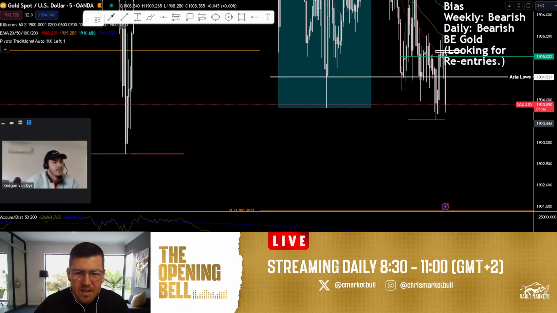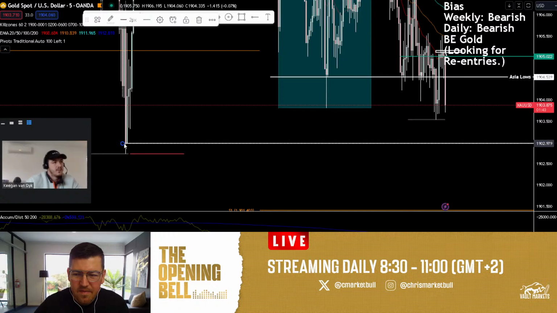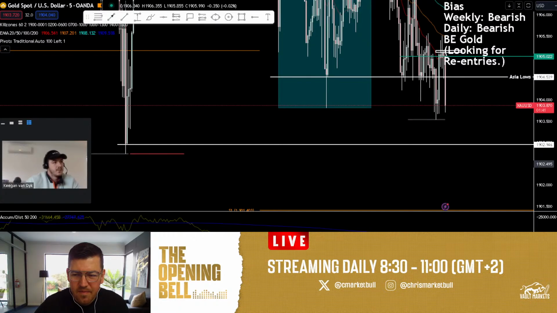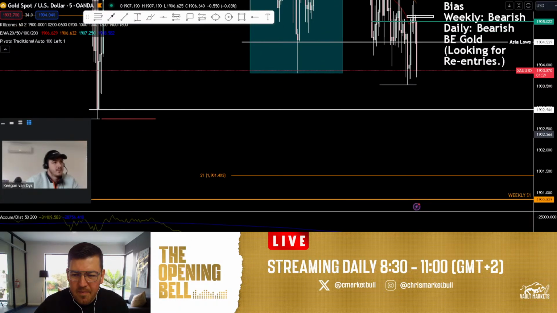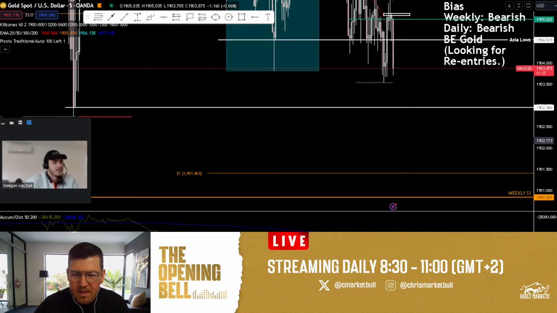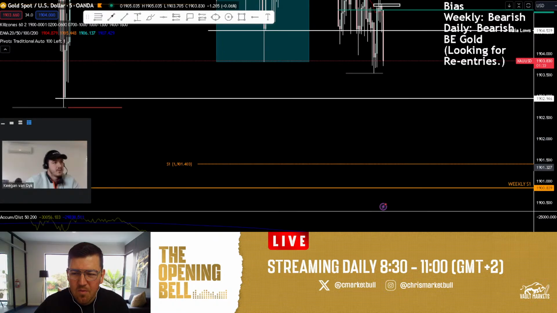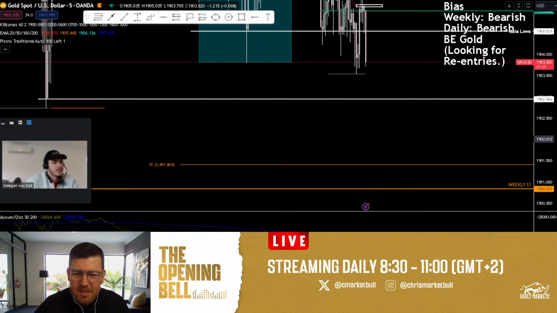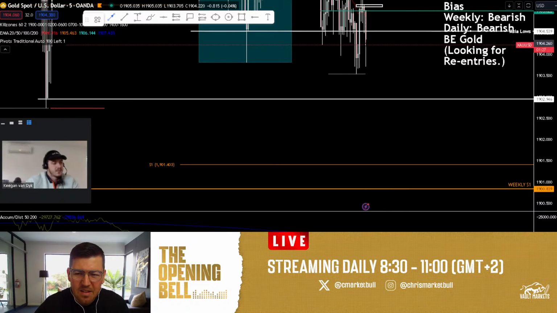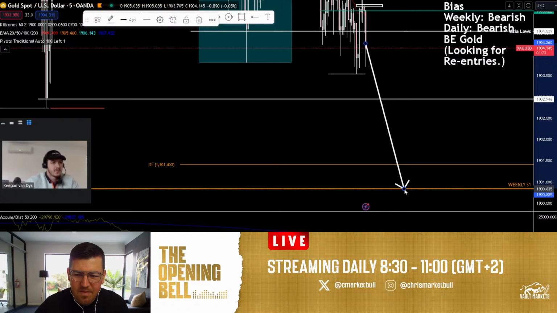Are you checking yesterday's low? 1902. The only thing is it's so close to that 1900 level that I can almost see if it goes to that low today, it can literally do a cascading move all the way down there.